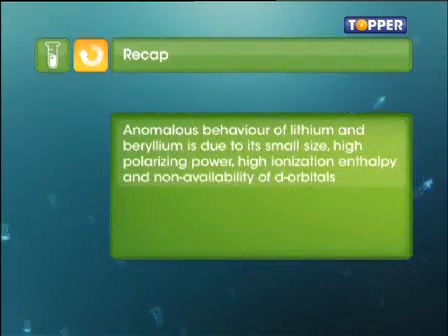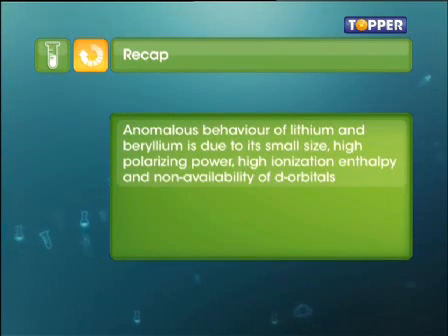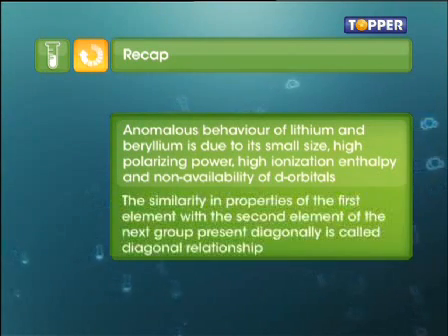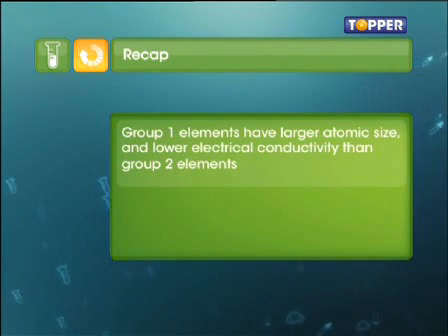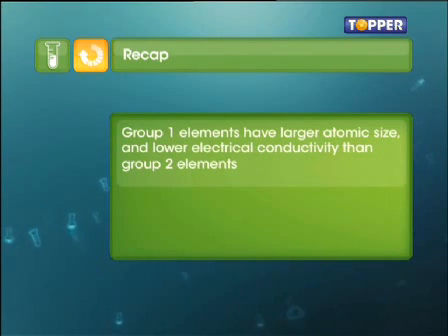Let's begin with a short recap. The reasons behind the anomalous behavior of lithium and beryllium are small atomic size, high polarizing power, high ionization enthalpy, and non-availability of d orbitals. The similarity in properties of the first element with the second element of the next group present diagonally is called diagonal relationship. Group 1 elements have a larger atomic size and lower electrical conductivity than Group 2 elements.